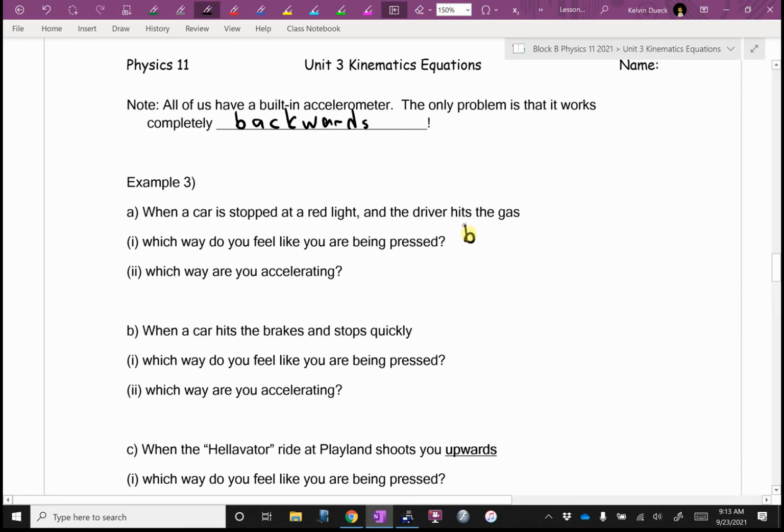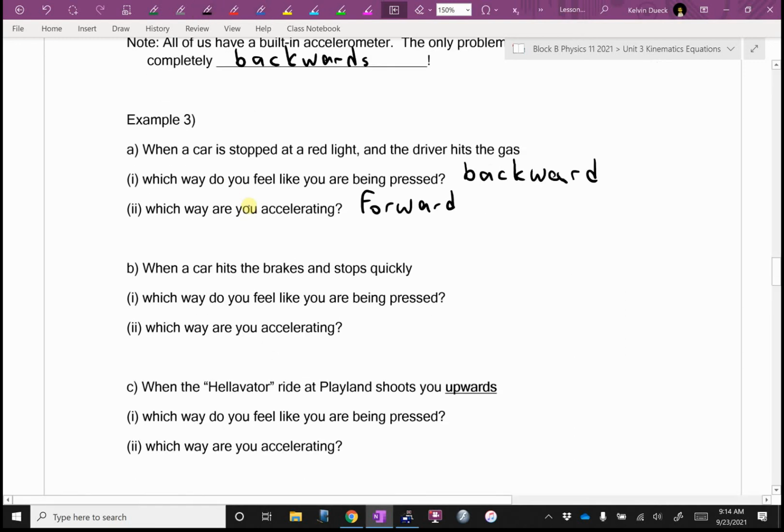So you feel like you're getting pushed, but you're clearly accelerating forward. Or when a car hits the brakes and stops quickly, which way do you feel like you're getting thrown? Which way are you accelerating? You must be, because you're slowing down.